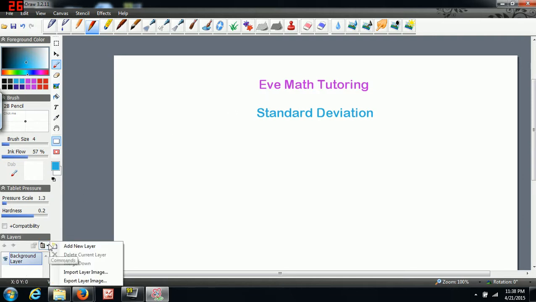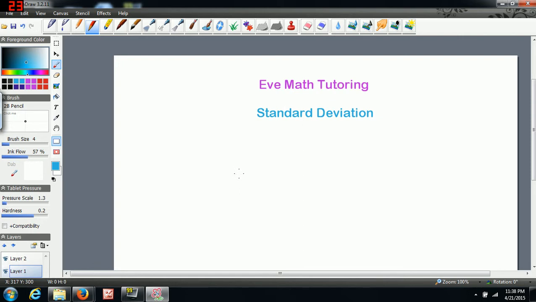Today's lesson is going to be on standard deviation. Okay, so now standard deviation is usually calculated a lot in statistics, and what it is, is a measure of variation of values about the mean. So it measures how far values are from the mean of your data, which is the average of your data.